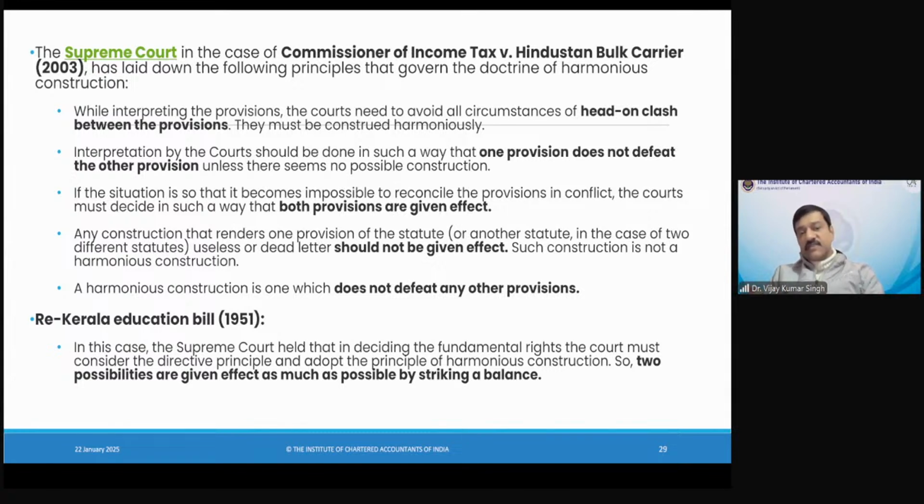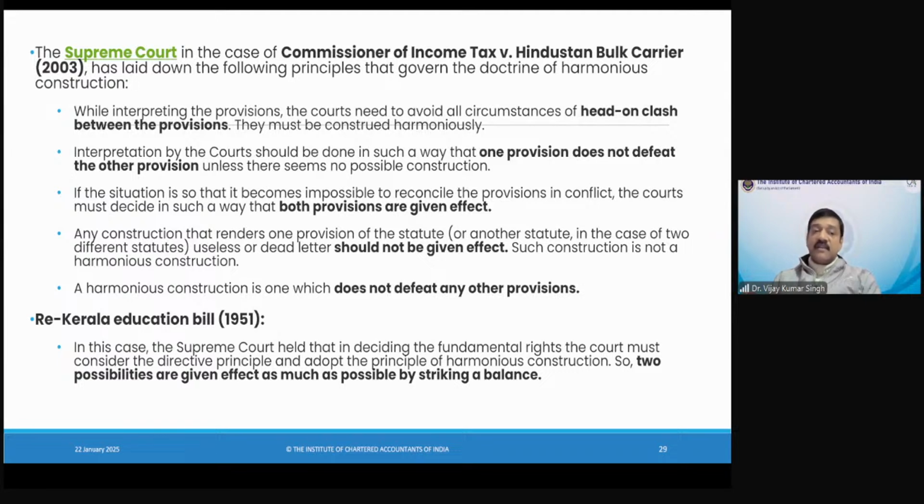If the situation is so that it becomes impossible to reconcile the provisions in conflict, the courts must decide in such a way that both provisions are given effect. Any construction that renders one provision of the statute useless or a dead letter should not be given effect. Such construction is not a harmonious construction. A harmonious construction is one which does not defeat any other provision.